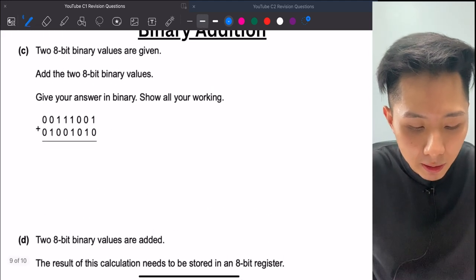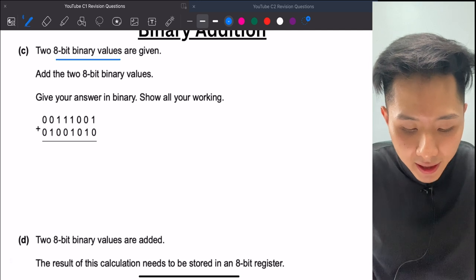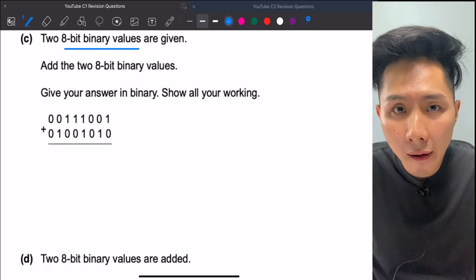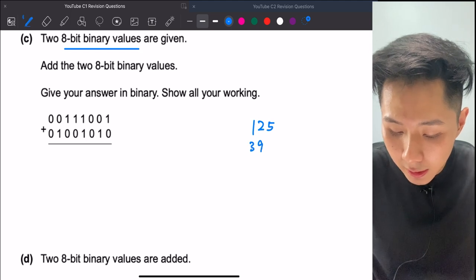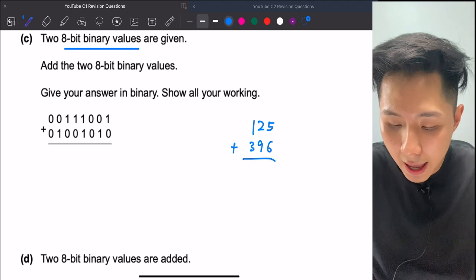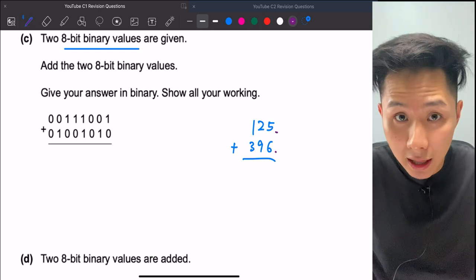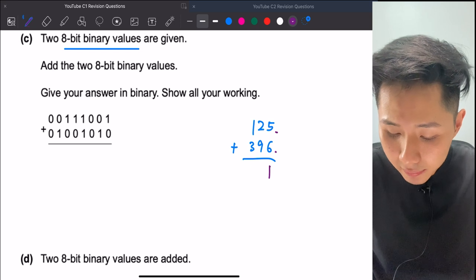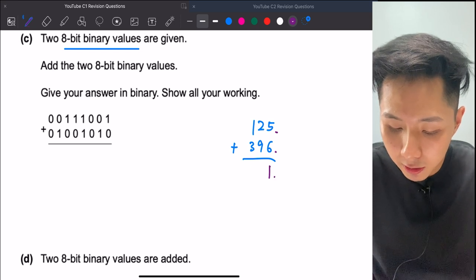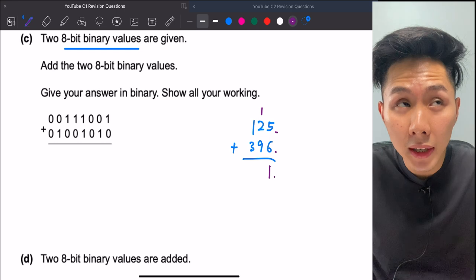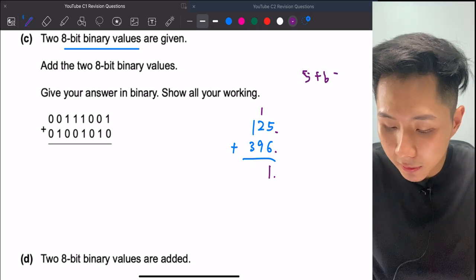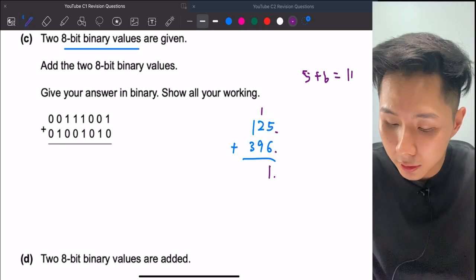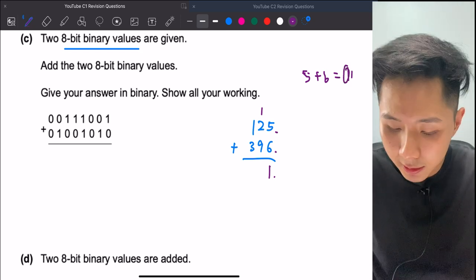The first question is to sum up two 8-bit binary values. How you can do it is very similar to how you do addition in denary. Let me give you an example here. Let's say I want to add this up. I would add 5 plus 6, which is 11. I would write my value here and also a carry of 1, because the maximum digit is 9, so if 5 plus 6 exceeds 9, I have 11, I put this 1 at the other side. Then I just continue adding.